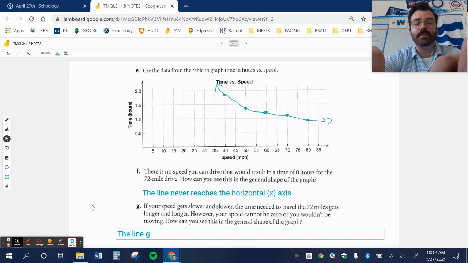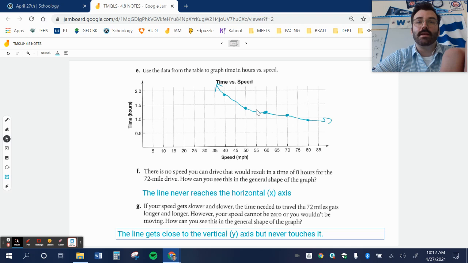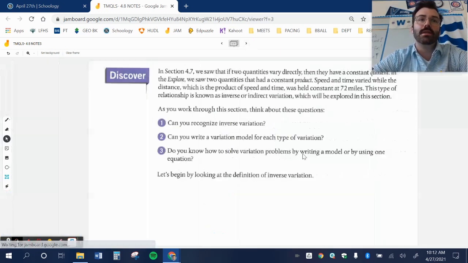The line gets close to the vertical y-axis, but never crosses it. If I were to continue this line, it would continue to approach this vertical line, but never cross it, because you can't have a speed of 0, which makes total sense to me. Let's keep going.